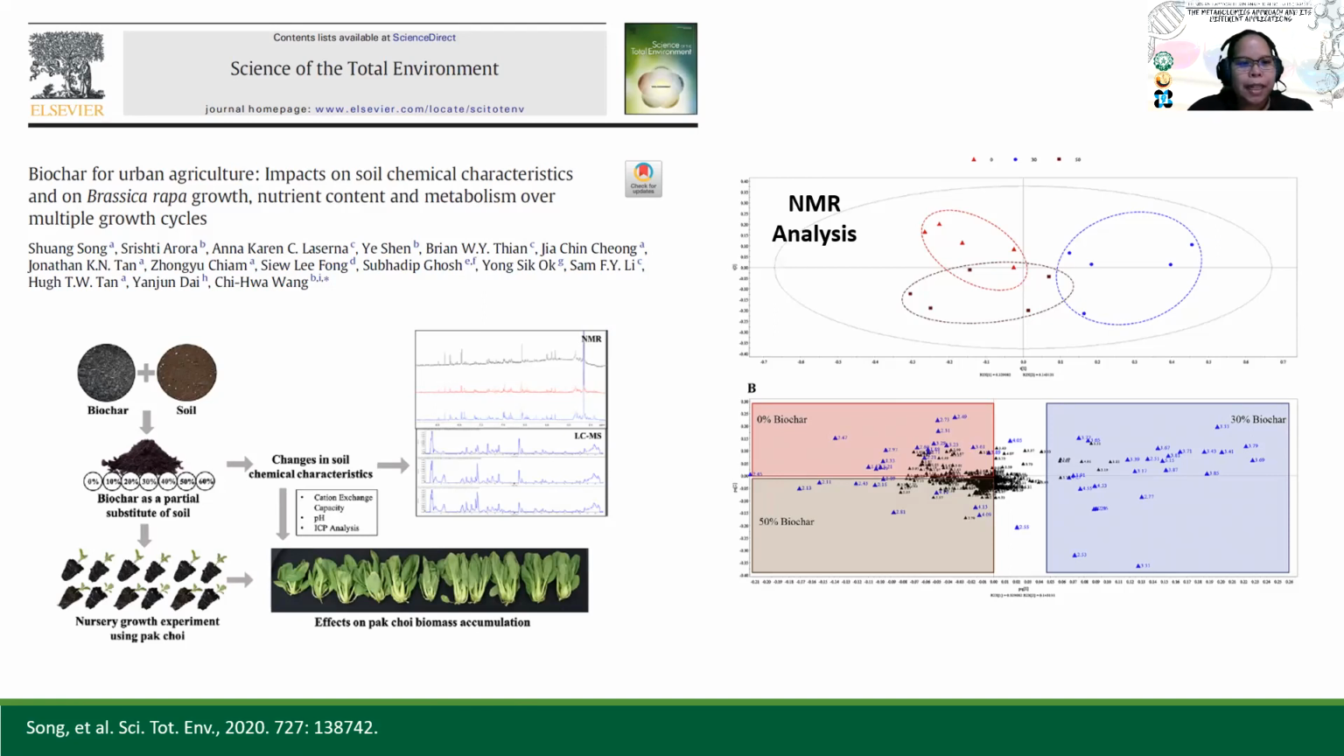So pak choy or Brassica rapa is, I think, also known as Chinese cabbage. I'm not very sure, but this pak choy is a very common vegetable that is present and highly consumed in Singapore. So a lot of these urban farming studies have made use of this vegetable. Biochar is actually produced in the pyrolysis of horticulture, municipal, and agricultural wastes. And this has the characteristics of being lightweight and more durable.